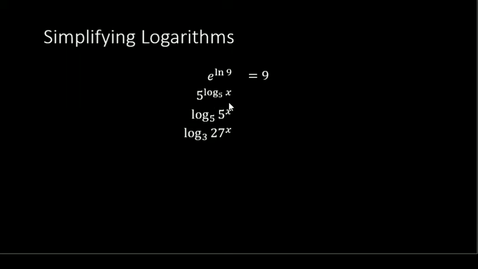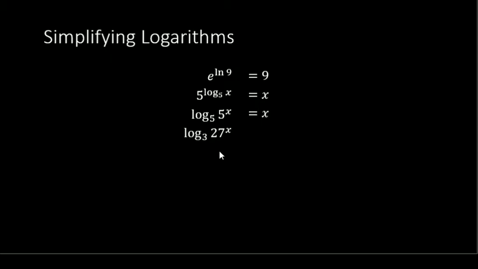Similarly, 5 to the log base 5 of x, the 5 and the log are going to cancel, because here we have an exponential with base 5 and a logarithm with base 5. It's going to leave us with just x. The opposite, or backwards one of that, if you have a logarithm with an exponential inside it, and they have the same base, so log base 5 of 5 to the x, the log and the exponential are going to cancel, leaving just, in this case, x again.